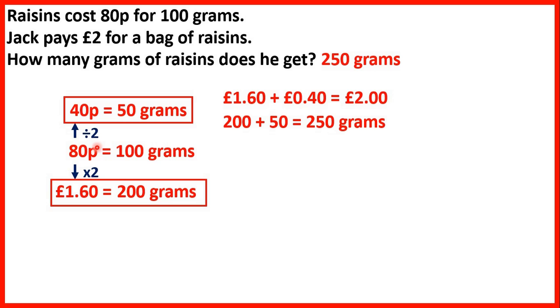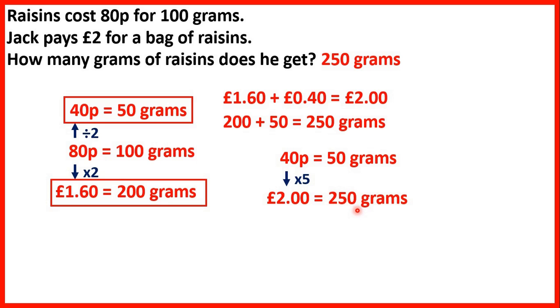The other way of working this out is to first divide 80 pence by 2, so work out that 40 pence is the same as 50 grams. And then when we know 40 pence, we can multiply to get £2. 40 times 5 is 200, so 40 pence times 5 is £2. And then 50 times 5 is 250, so our answer is 250 grams.